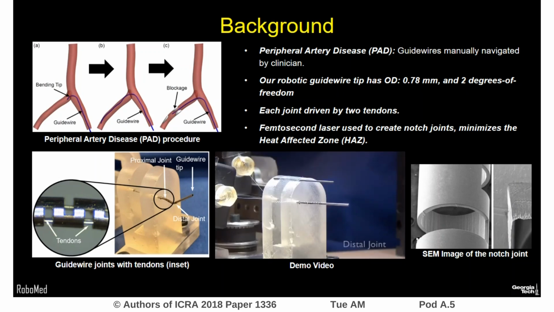capability. This robotic guidewire has a diameter of 0.78 millimeters, making it well within the range of diameters used in medical grade guidewires. This tip is manufactured by etching asymmetric notches in a nitinol tube and passing tendons through the inner lumen as seen in the bottom left image. Each joint is controlled by 2 tendons.